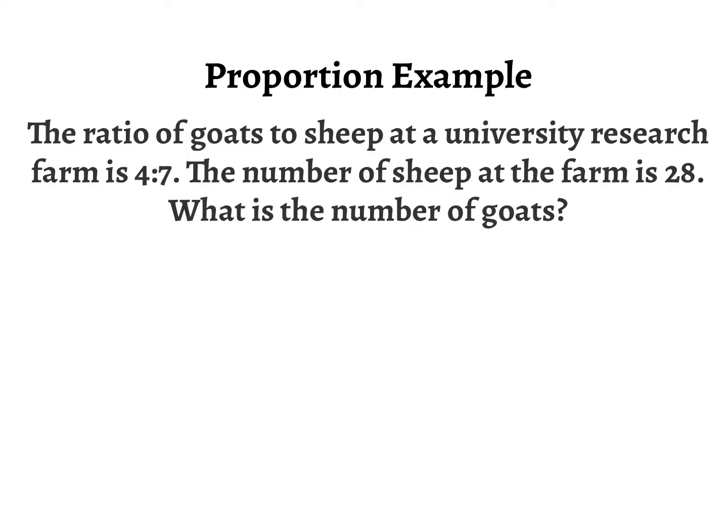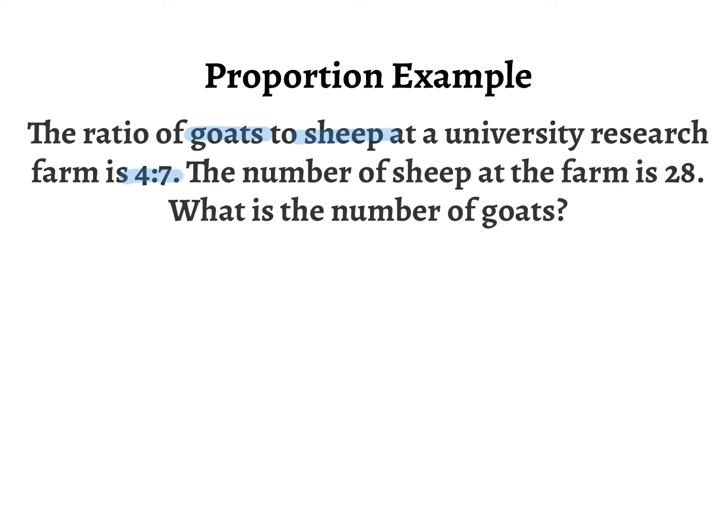So here we have an example of the ratio of goats to sheep. We're dealing with some animals. Goats to sheep. They sound very similar, but they're quite different. Some of them are more aggressive than others. So the ratio is 4 to 7. Okay, so we have goats to sheep.